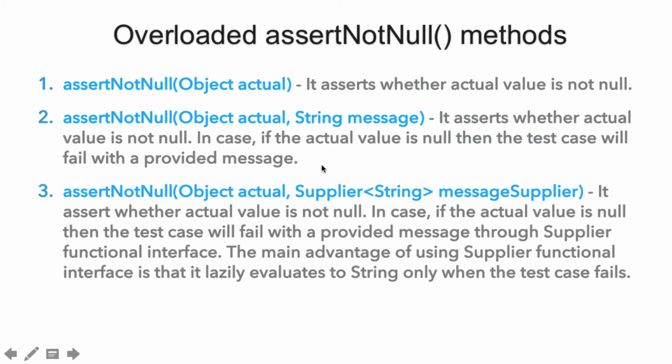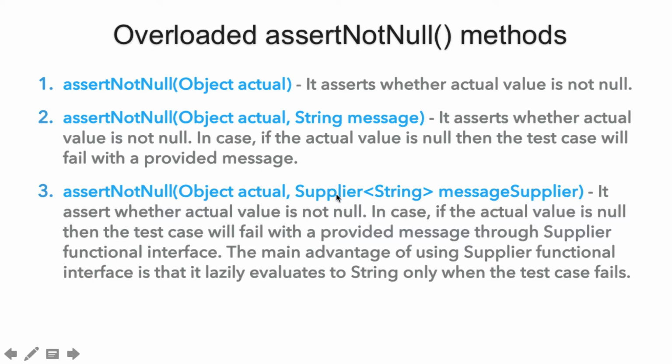The third overloaded method takes in an actual object, and the second parameter is the Supplier functional interface. Here you can see this Supplier functional interface acts as a message supplier. What it does is, whenever you pass any value to assertNotNull, it asserts whether it is not null or not. If the value passed to this method is null, then our test case will fail. And if the test case fails, then the Supplier functional interface comes into the picture and supplies the message which we have provided here.